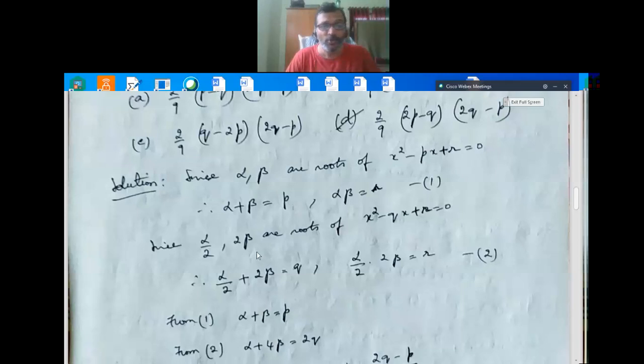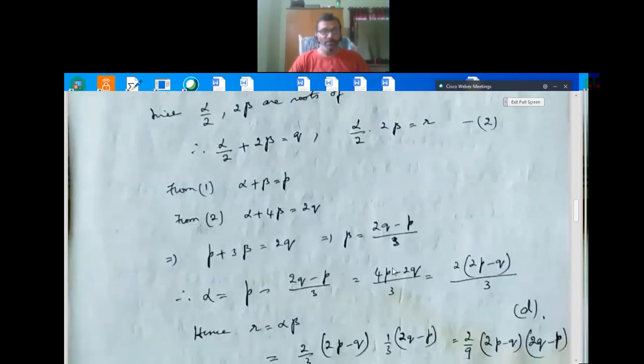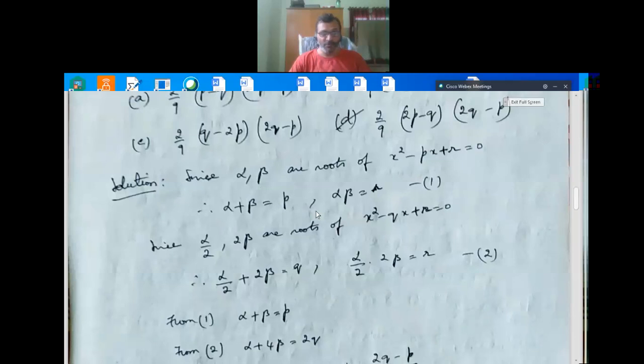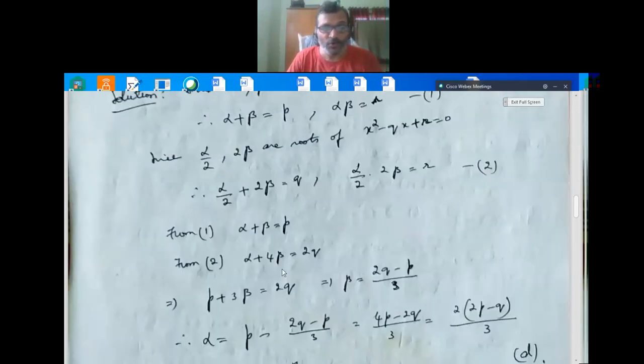Since alpha by 2 comma 2 beta are the roots of x squared minus qx plus r equals 0, the sum of the roots alpha by 2 plus 2 beta equals minus b by a, that is q, and the product of the roots alpha by 2 and 2 beta is c by a, that is r. Now comes the simplification step. Alpha plus beta is p from 1. From 2, take LCM: alpha plus 4 beta equals 2q.